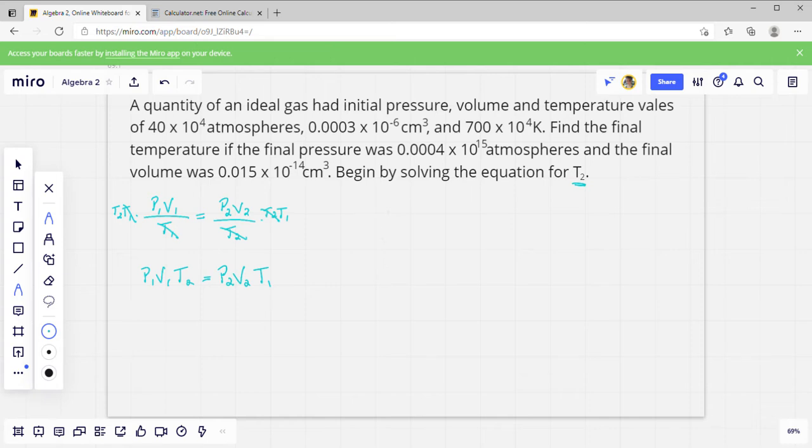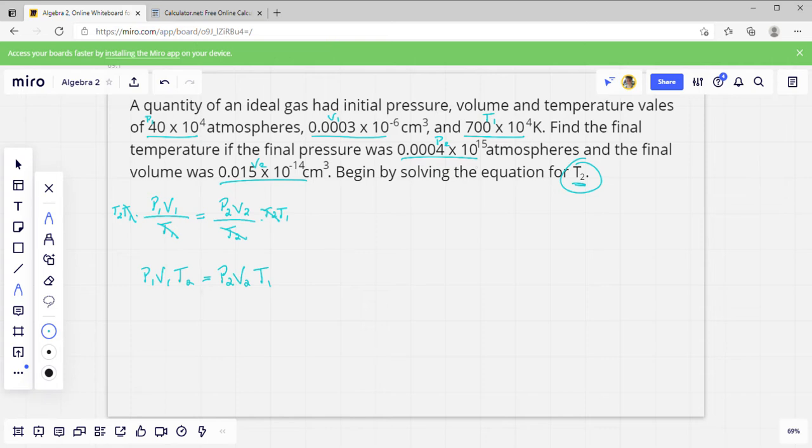Now I'm going to go in and label all of this. The first number should be the pressure, so this is P1, and the next one's the volume, so this is V1, and this one's the temperature, T1. Those are my initial values. My final values are going to be my 2s, so the final pressure right here is P2, the final volume right here is V2, and we're looking for T2.